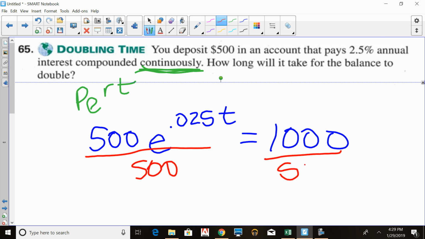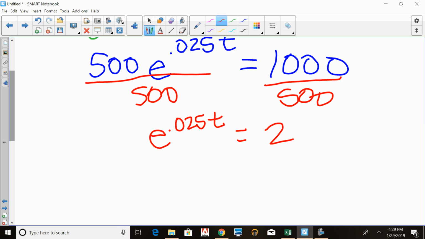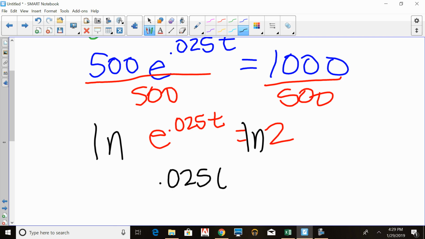Divide by 500. You can get to 0.025 t equals 2. If they just said you started with 250, then this would be 500, and when you divided, you'd still get 2. So now we have e to the 0.025 t. To get rid of the e, we have to ln both sides. So 0.025 t equals ln of 2. And then finally, divide by 0.025.